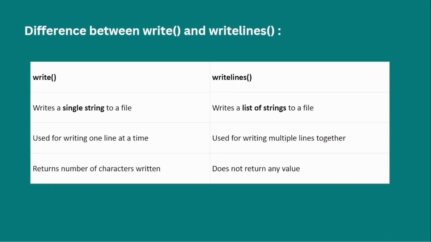So next is the difference between write and writelines. Like we have already read about write and writelines. Write writes a single string to a file, while writelines writes a list of strings to a file. Write is used for writing one line at a time, while writelines is used for writing multiple lines together, right? Write returns the number of characters written, while writelines does not return any value. Okay, so this is the basic difference. Here write is for writing one line at a time. This is for writing multiple lines. That is why we use writelines. Okay.